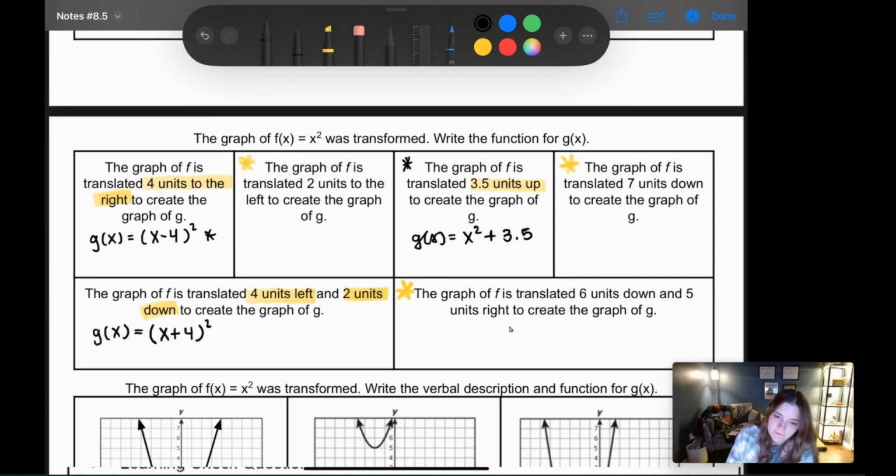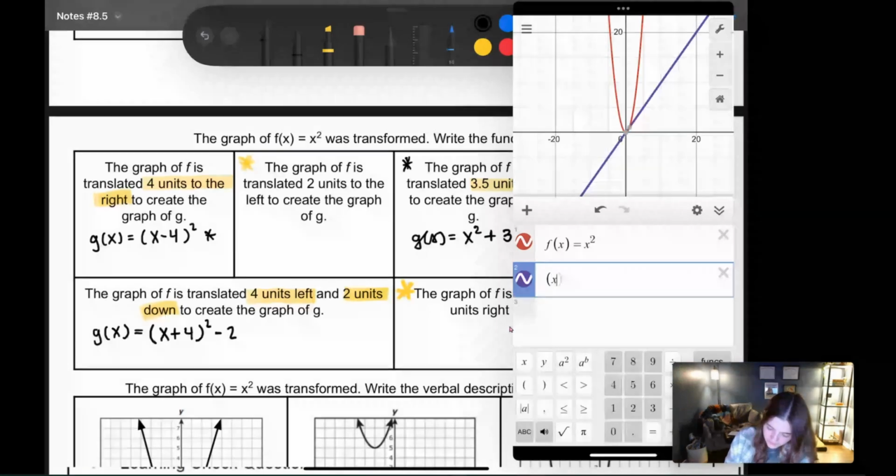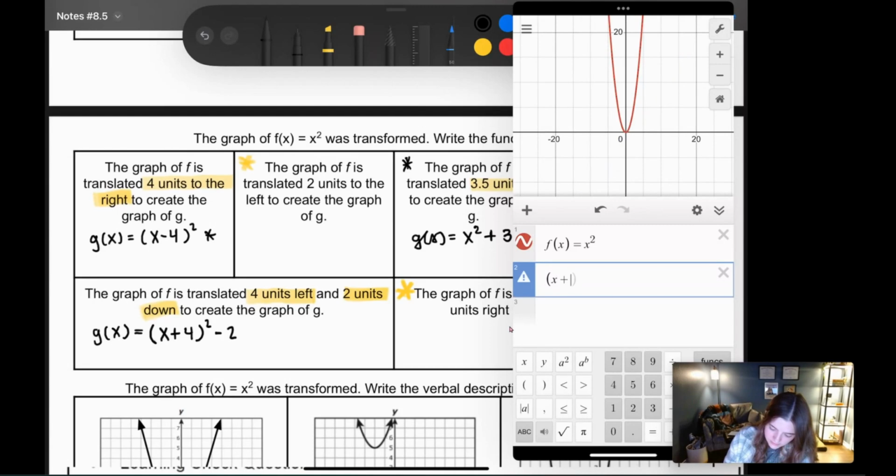It's kind of the opposite of that first one we did. Now I can go outside the parentheses because it's a vertical translation. It says 2 units down, and it tells me the truth, so I'm going to say minus 2. And now let's put that into Desmos, exactly how we see it there. Parentheses, remember you don't have to do the g of x, you could just put x plus 4, parentheses, squared, minus 2.